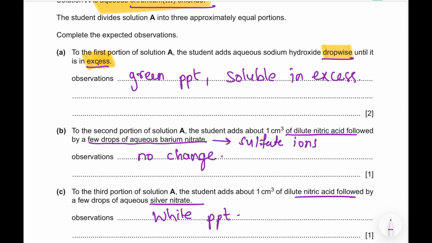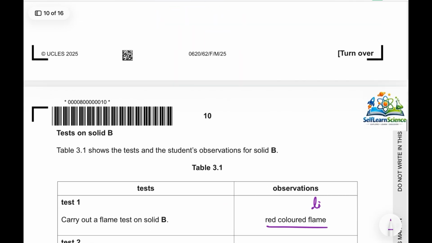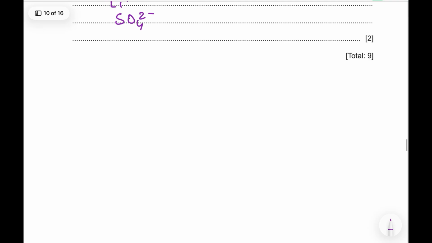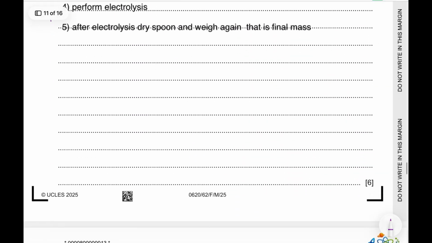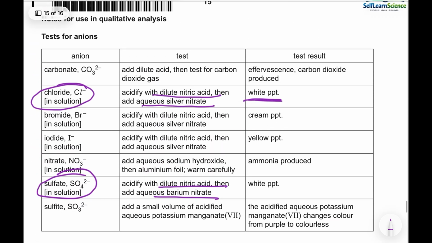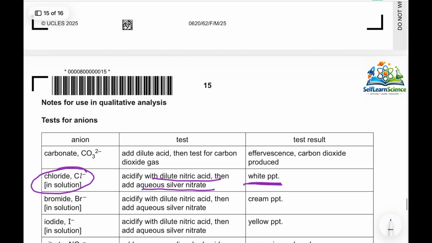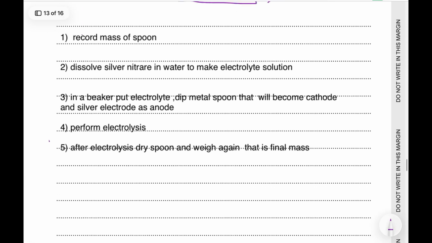For the next question, the student is adding dilute nitric acid followed by a few drops of aqueous silver nitrate. Now nitric acid and silver nitrate is a test for halogens. So in the chart, you will see test for anions. You will see that we have chloride, bromide and iodide. We already know that our compound is chromium chloride. So when we add silver nitrate and nitric acid, the observation we get is white precipitate. So in the observation we are going to write the same thing, that is white precipitate.